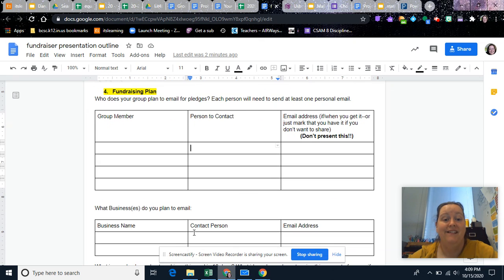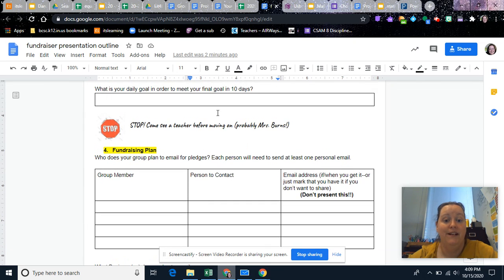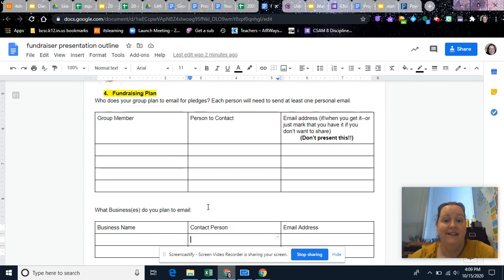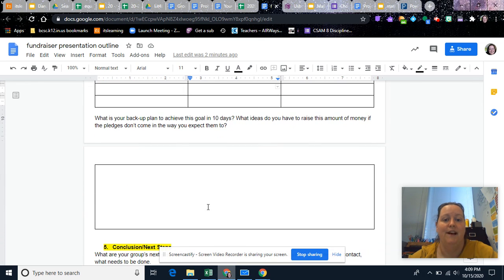And then what does that mean? It's time to start thinking about how we're going to get that money in. If we know how much we need in per day, how are we going to get it to happen? Hopefully through pledges and our backup fundraising plan. Let us know if you have any questions.